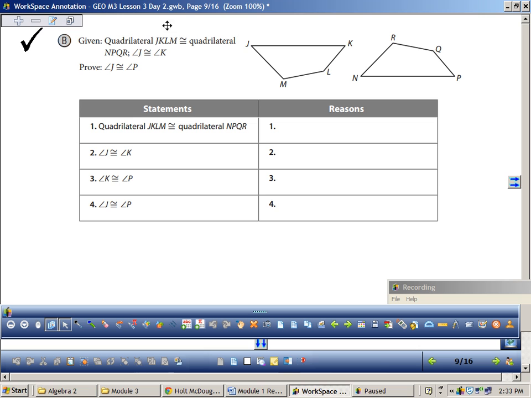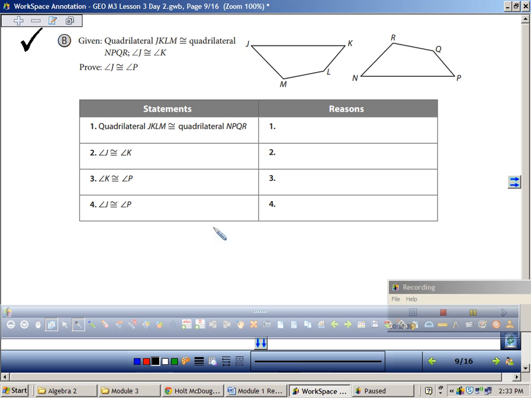All right, let's do one together. So this is kind of what you're going to see on your test on Thursday. So don't freak out. We're easing you into proofs. You'll get all the statements, and you'll have to tell me the reason. So let's follow this along. Given quadrilateral JKLM is congruent with quadrilateral NPQR. So that's my first statement. What's my reason? Given.